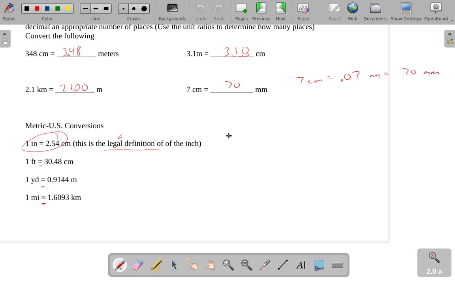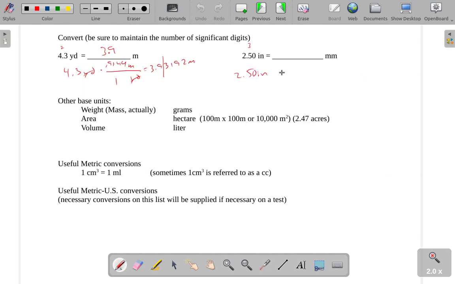Looking at this list, I'm going to go from inches to centimeters, and then from centimeters to millimeters. I happen to know that there's 10 millimeters in a centimeter. You could go through meters as well if you don't know that one offhand. Alright, so we'll go from inches to centimeters, and then from centimeters to millimeters. Or, like I said, you could go from centimeters to meters and then meters to millimeters, but this is just a little quicker. Alright, let's fill in the numbers.